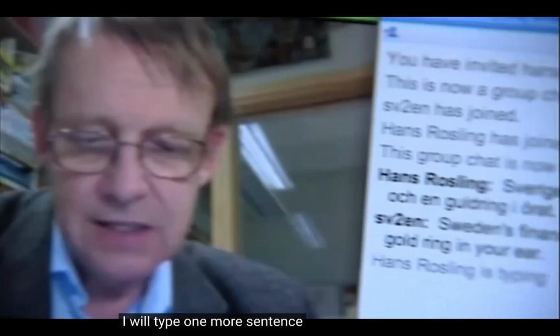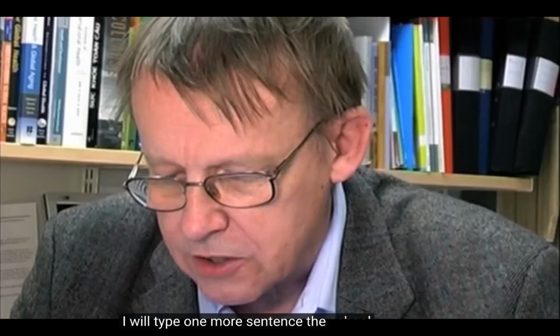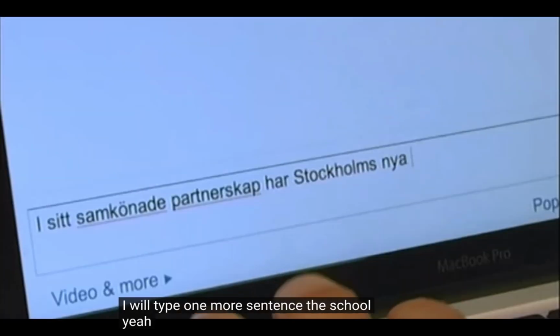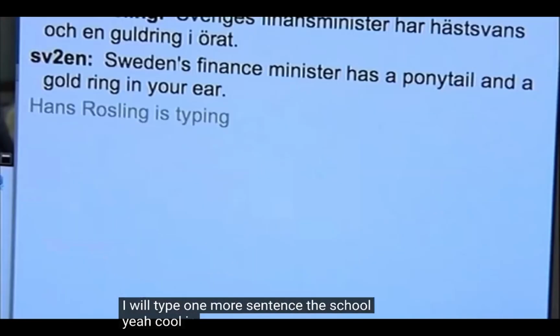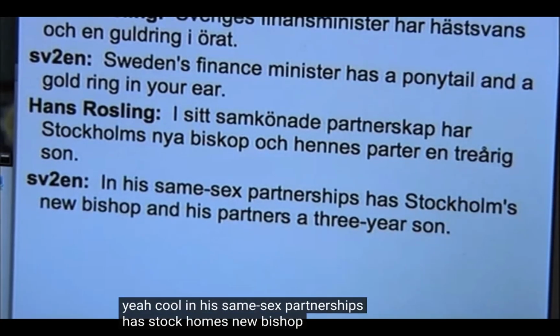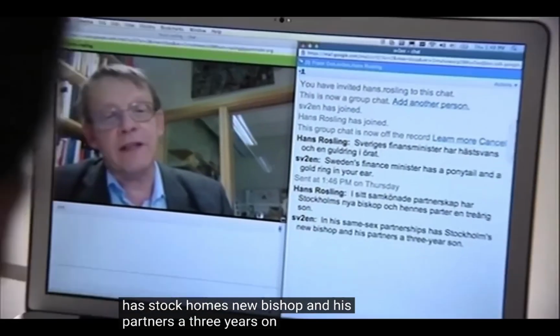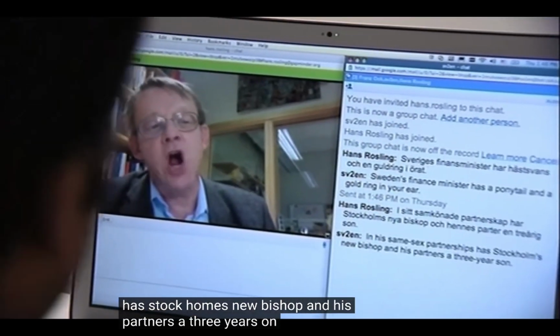Sitt samköna partnerskap, nya biskop. In his same-sex partnerships has Stockholm's new bishop and his partners a 3-year son. It's almost perfect. At least one important thing, it's her.